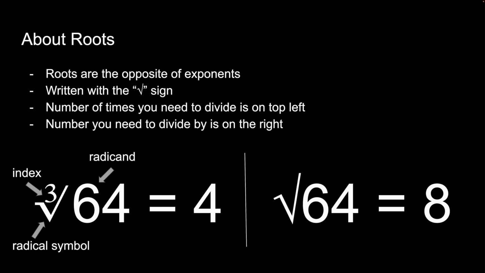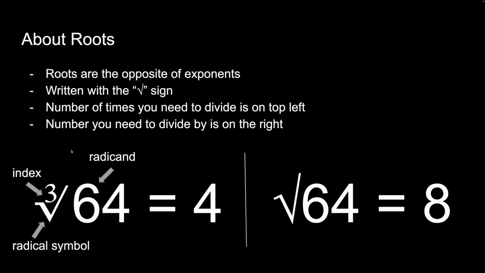Now let's firstly talk about roots and what they are. Roots are the opposite of exponents and they're written with this sign you can see over here, similar to the division sign but not quite. The number of times you need to divide is on the top left and known as the index, and the number of times you need to divide by is on the right and known as a radicand.